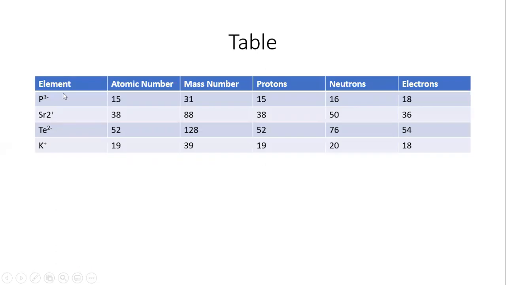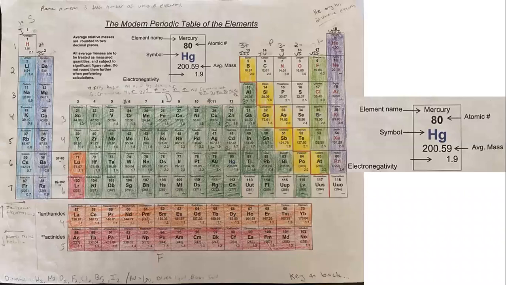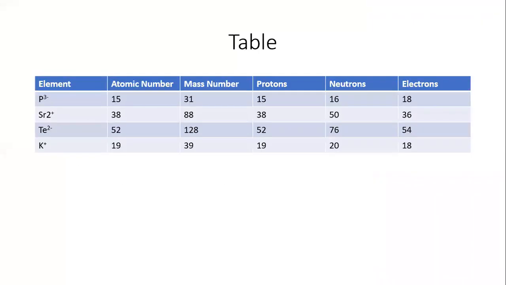Next example is Sr 2 plus, and that 2 should be like this, 3 minus. It's a typo, so sorry about that. But Sr is right here, strontium, number 38, atomic mass of 87.62. So you would have 88, atomic number was 38. So atomic number equals number of protons, 38, 38. 88 minus 38 is 50, which is mass number minus protons equals neutrons.